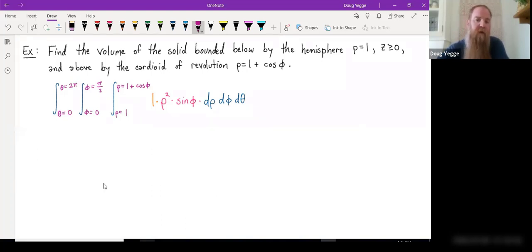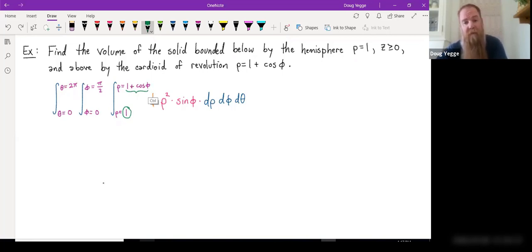Now, one way to know that cosine of phi is going to be on top is that this quantity here, 1 plus cosine phi, from 0 to pi over 2, is always going to be bigger than 1. If phi is pi over 2, cosine of pi over 2 is 0, so that gives me a rho value of 1. But if phi is anywhere between 0 and pi over 2, then cosine of phi will be a number between 0 and 1, and if I add 1, that'll be larger than 1. So that's why 1 would be on the bottom, and this would be the larger value on top.